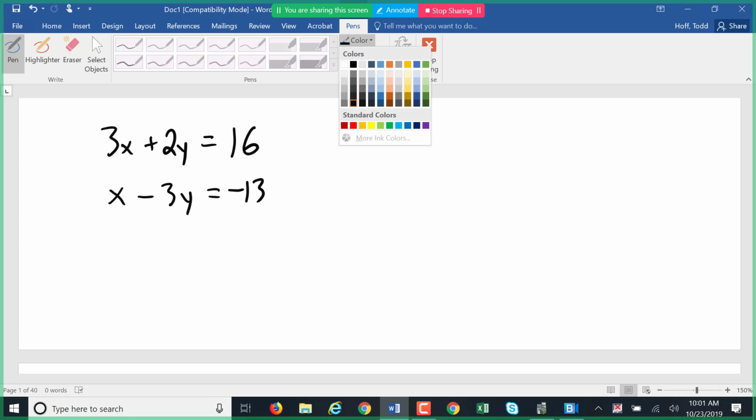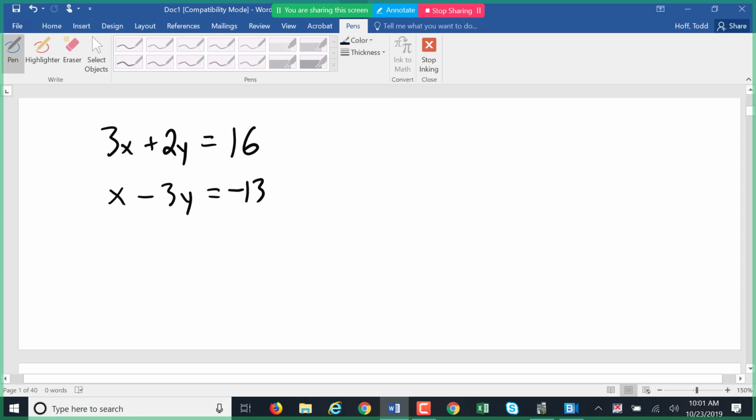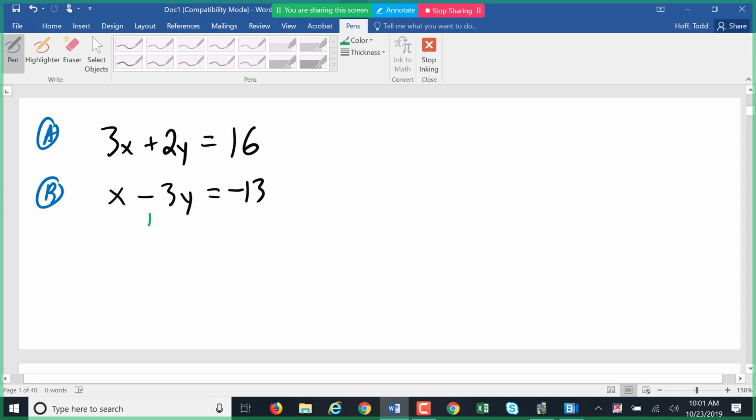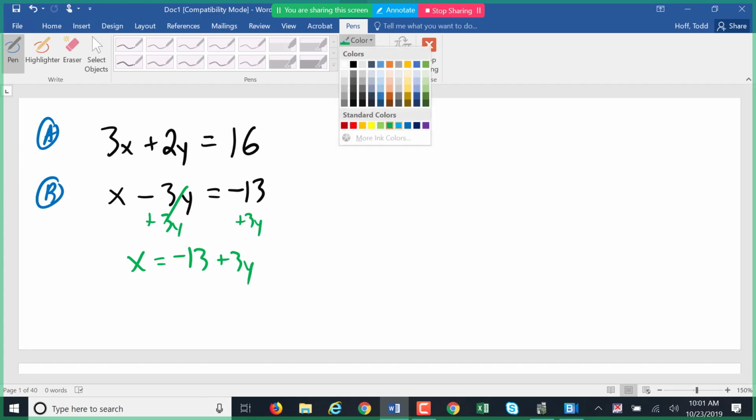So we have to pick one of these to solve for one of the variables. I'm going to label them equations A and B just for quick reference. I'm going to solve equation B for x. So I'm just going to add 3y. So x equals -13 plus 3y. Or you could have written it as x equals 3y minus 13. Either one would be appropriate.